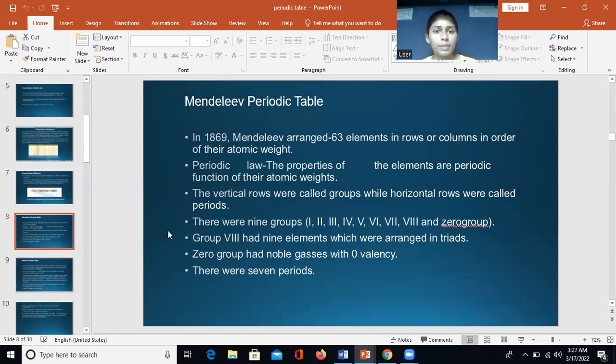Now let us come to the Mendeleev periodic table. In 1869, Mendeleev arranged 63 elements in rows and columns in order of their atomic weight. Periodic law: the properties of the elements are periodic functions of their atomic weights. The vertical columns were called groups, while horizontal rows were called periods. There were 9 groups. Group 8 has 9 elements which were arranged in triads. Group 0 had noble gases with 0 valency, and there were 7 periods in the Mendeleev periodic table.